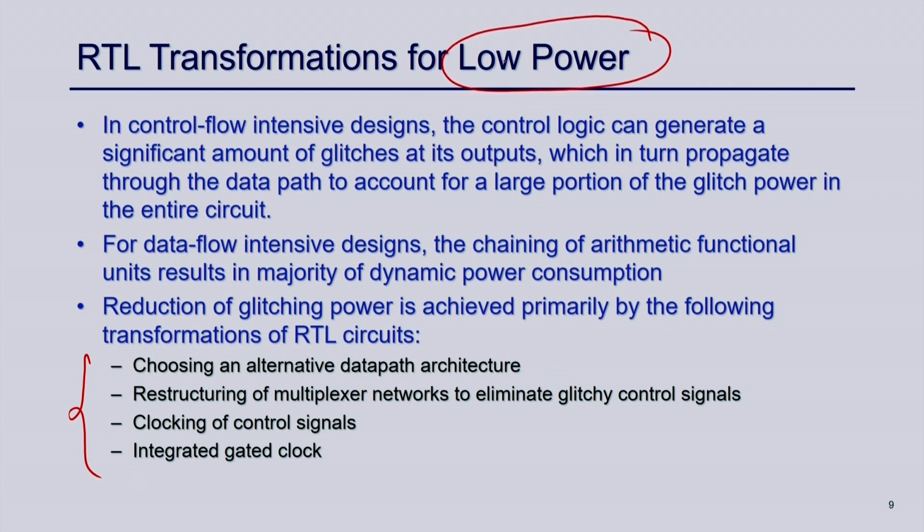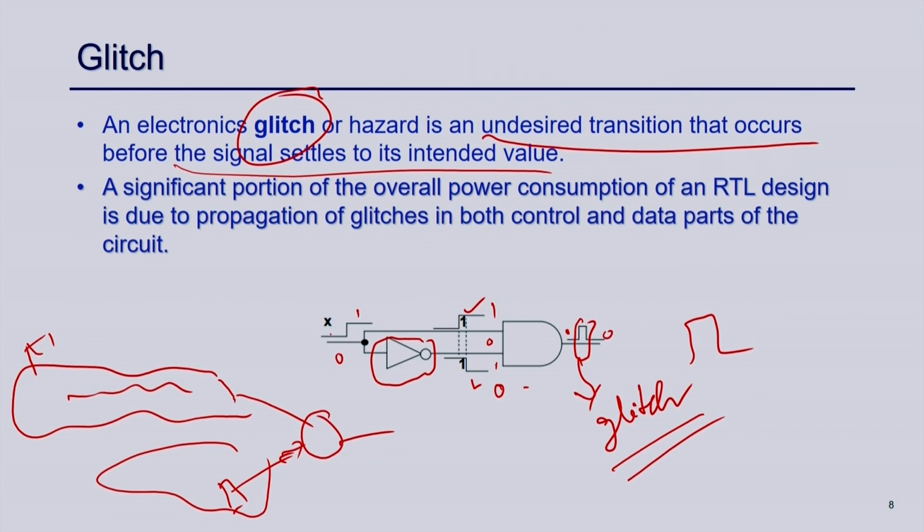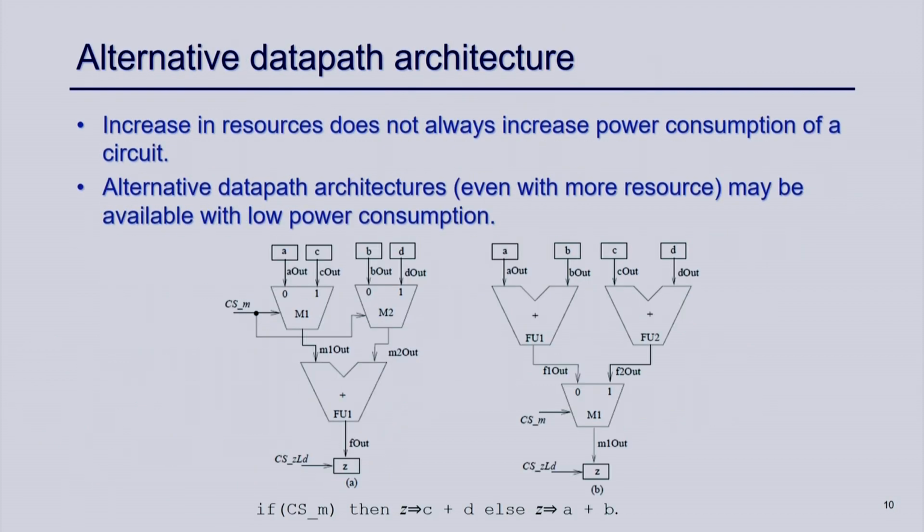So, for example, choosing alternative data path architecture, restructuring the multiplexer network to eliminate glitchy control signals, then clocking control signals and integrated gated clock. So, these 4 techniques you are going to understand, which effectively try to reduce the glitch of your design, right. So, here is the first example.